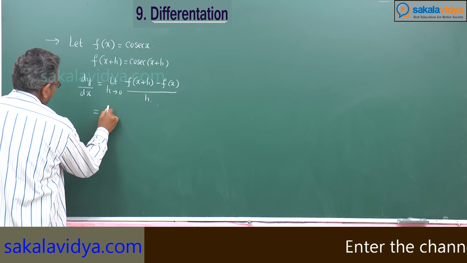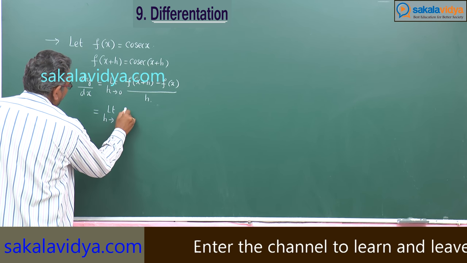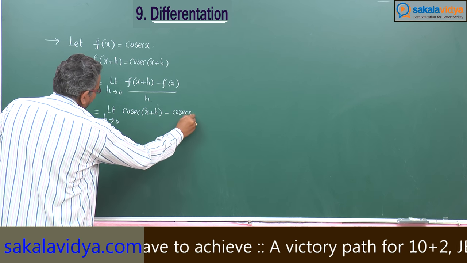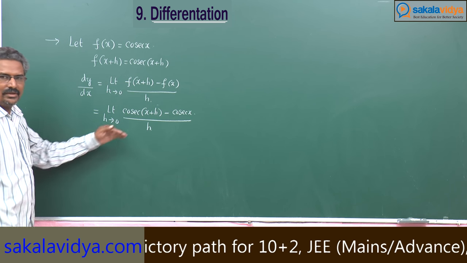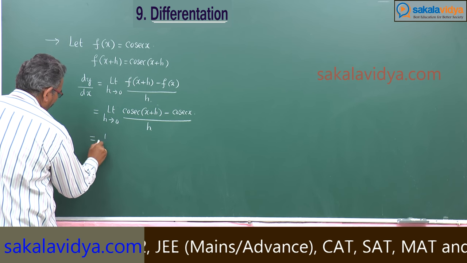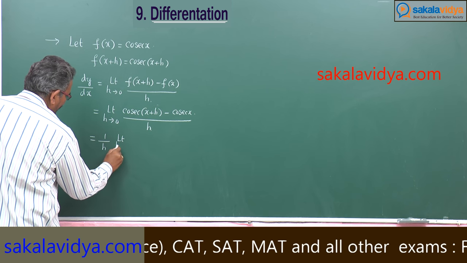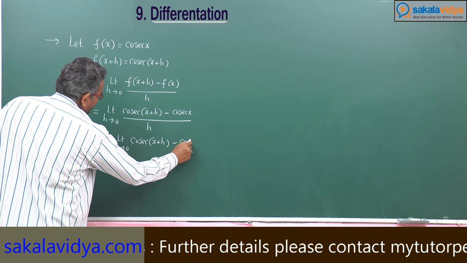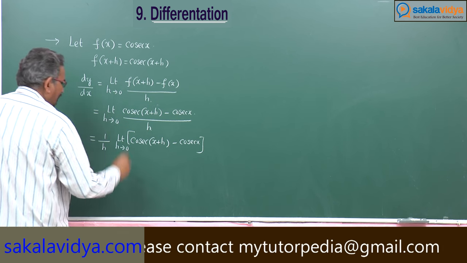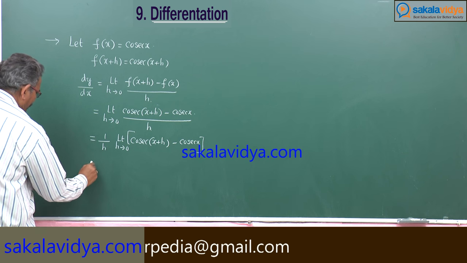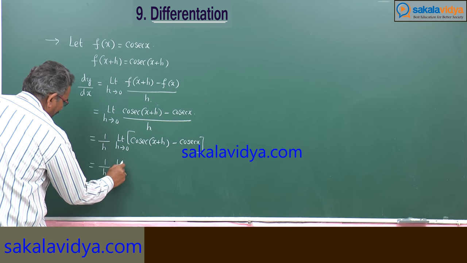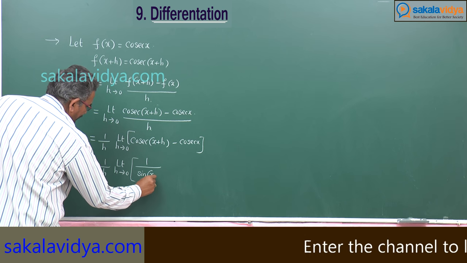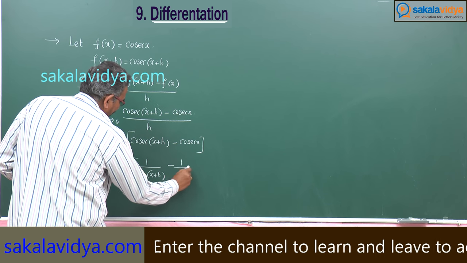Now, limit h tends to 0, cosecant x plus h minus cosecant x by h. So, for our convenience, it can be written as 1 by h limit h tends to 0, cosecant x plus h minus cosecant x. So, what is cosecant x? It is 1 by sin x. So, 1 by h limit h tends to 0, this is 1 by sin of x plus h minus 1 by sin x.